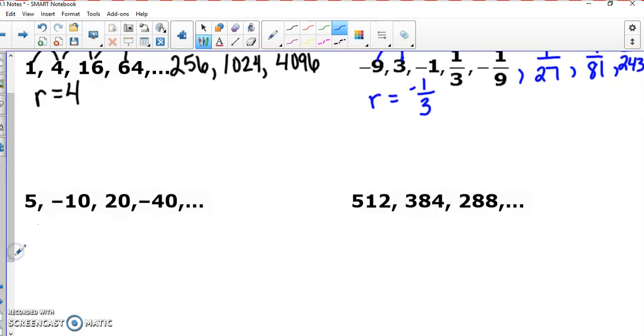Okay, so why don't you go ahead and do these next two, see if you can figure out, first of all, what we are multiplying by each time to get from one number to the next, and then find the next 3 terms. Go ahead and do that on these next 2, and then check your work with the answer key, see if you got the right answer.